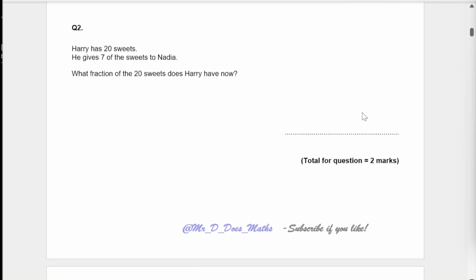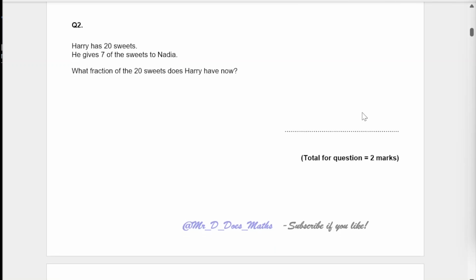Okay, question 2. Harry has 20 sweets. He gives 7 of the sweets to Nadia. What fraction of the 20 sweets does Harry now have? Well, he has 20 minus 7, so he's got 13 sweets. But he started with 20, so it would be 13 out of 20.